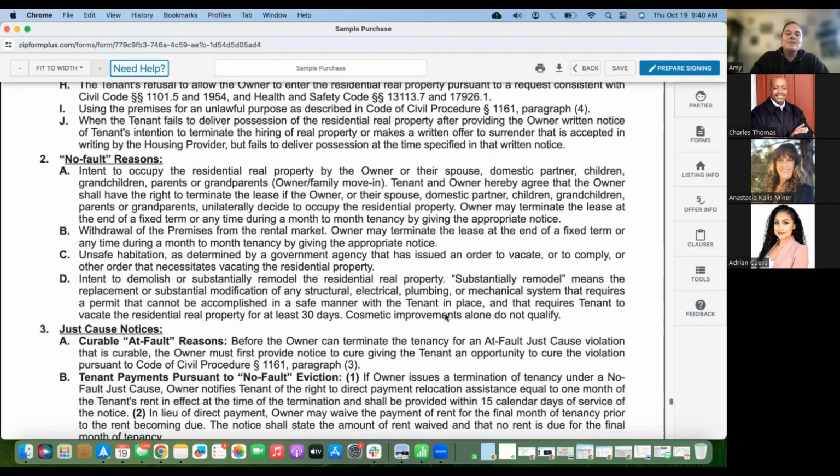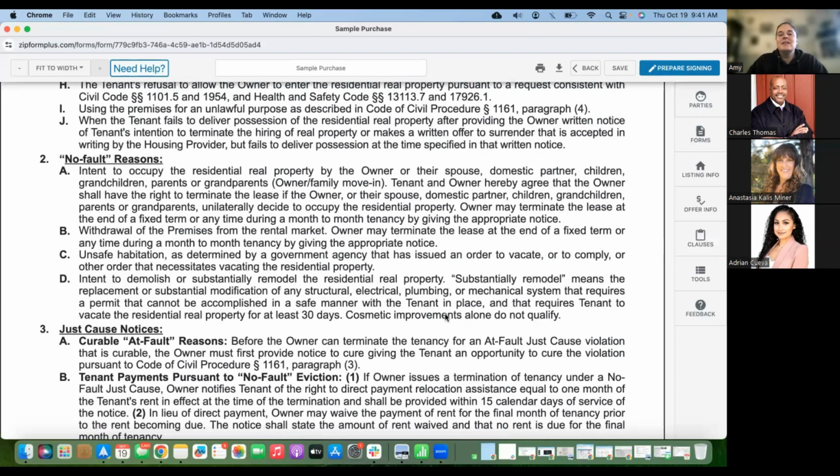No-fault reasons, so these are not at fault of the tenant themselves. Intent to occupy the residential real property by the owner or their spouse, domestic partner, children, grandchildren, parents, or grandparents, owner family move-in. Tenant and owner hereby agree that the owner shall have the right to terminate the lease if the owner or their spouse, domestic partner, children, grandchildren, parents, or grandparents unilaterally decide to occupy the residential property. Owner may terminate the lease at the end of a fixed term or any time during a month-to-month tenancy by giving the appropriate notice. Withdrawal of the premises from the rental market.